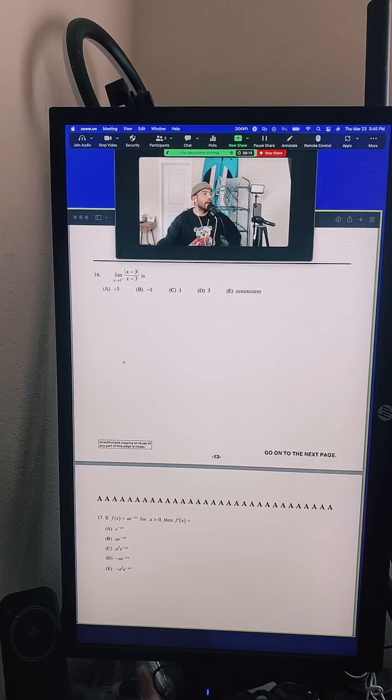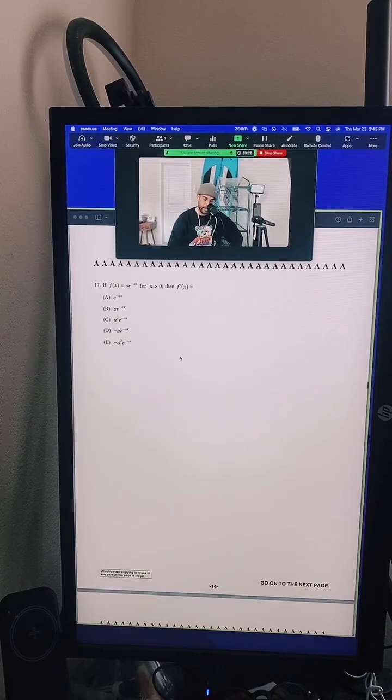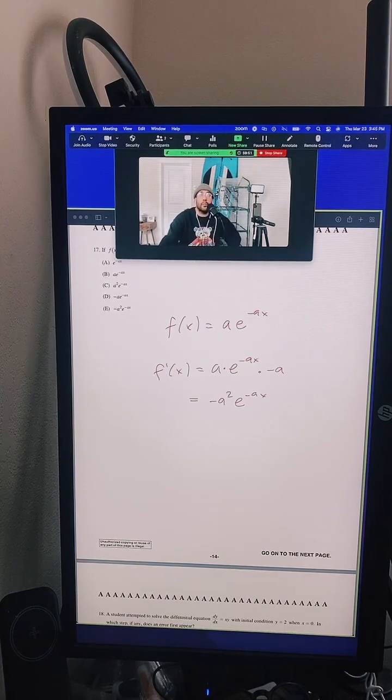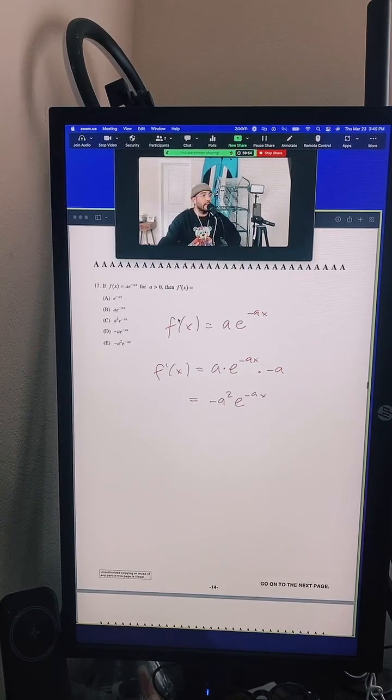Okay, so let's move on to this one real quick. This is our original function, a e to the negative ax. And now we're going to go ahead and take the derivative. So remember, a is just a constant. It does not matter. So a is going to be on the outside because it's just a constant times the function. And that's going to be e to the negative ax, the original value, times negative a. That's just the derivative of the power there. So this becomes negative a squared e to the negative ax. That is our derivative. That's all they want.